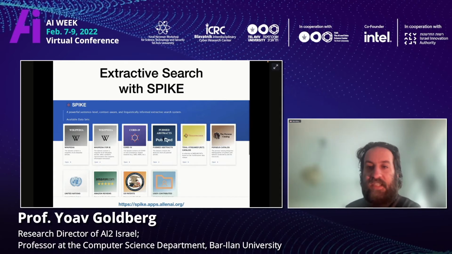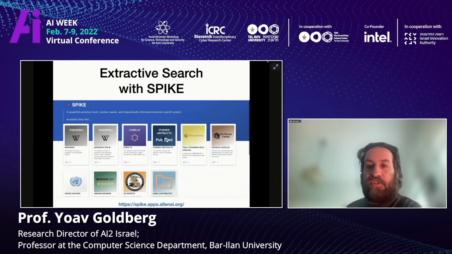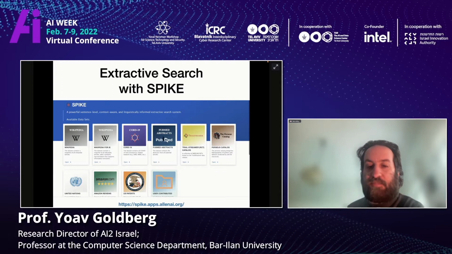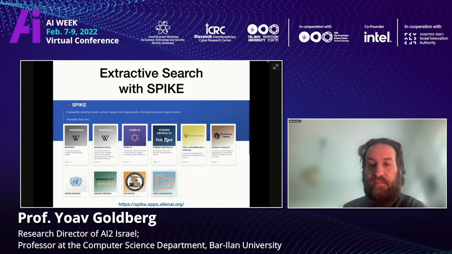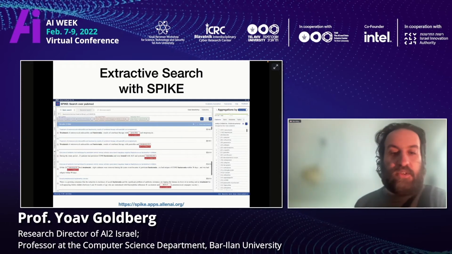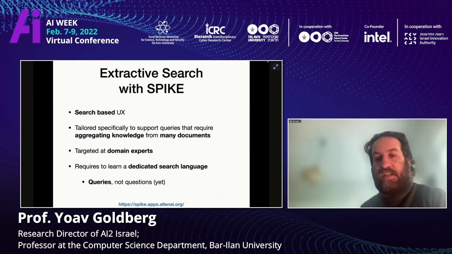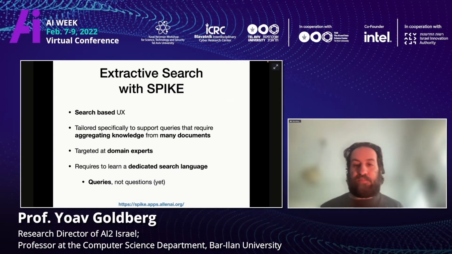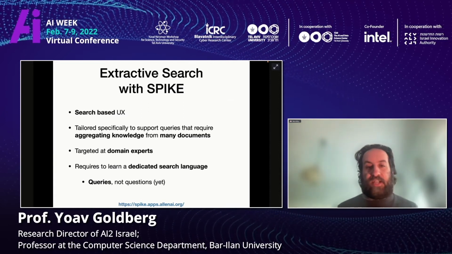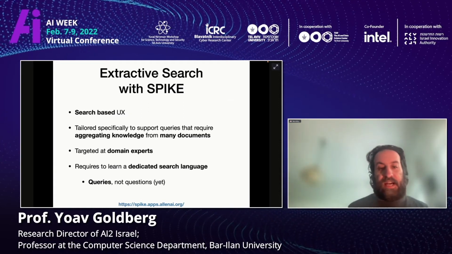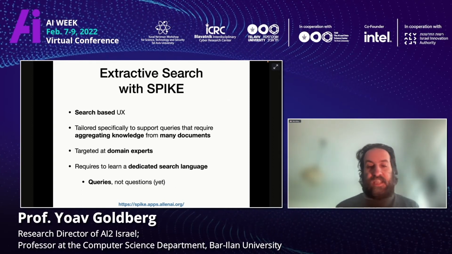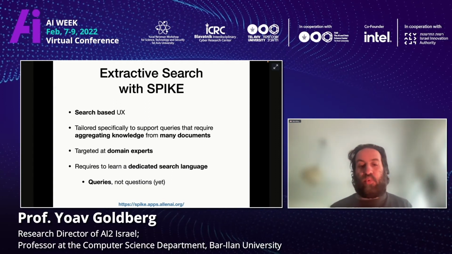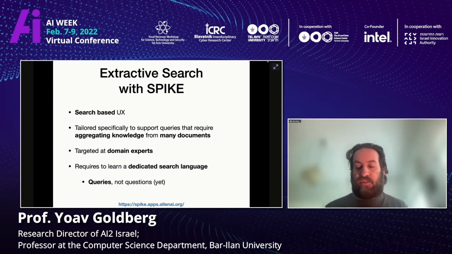And what I'll present is a system which is using something that we developed, which we called extractive search, and the system is called Spike. It's available online. As you can see, it has many different data sets, and it looks like that. It's a search-based system, right? So we have a search-based UX, which is tailored specifically to support queries that require aggregating knowledge from different documents. It's targeted at domain experts, and it requires them to learn a new search language for this. So it's not questions yet, it's queries, but they are very powerful queries.